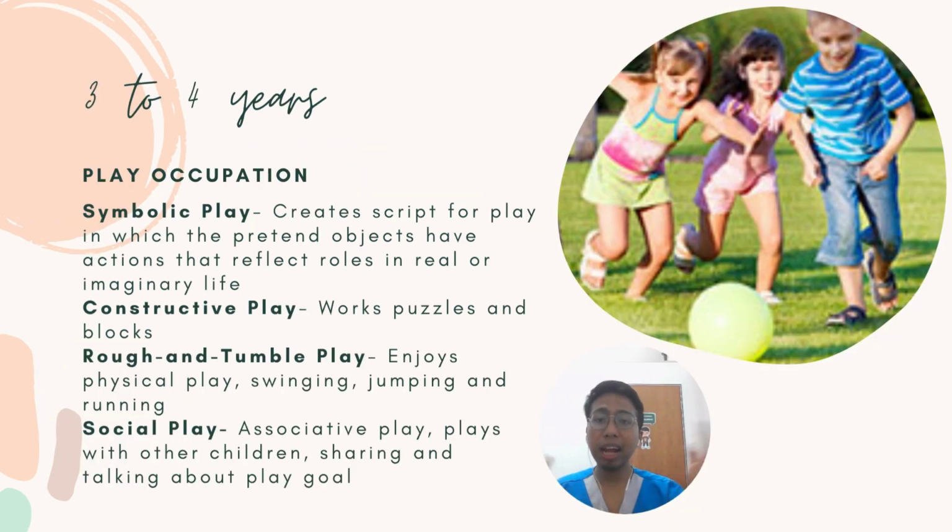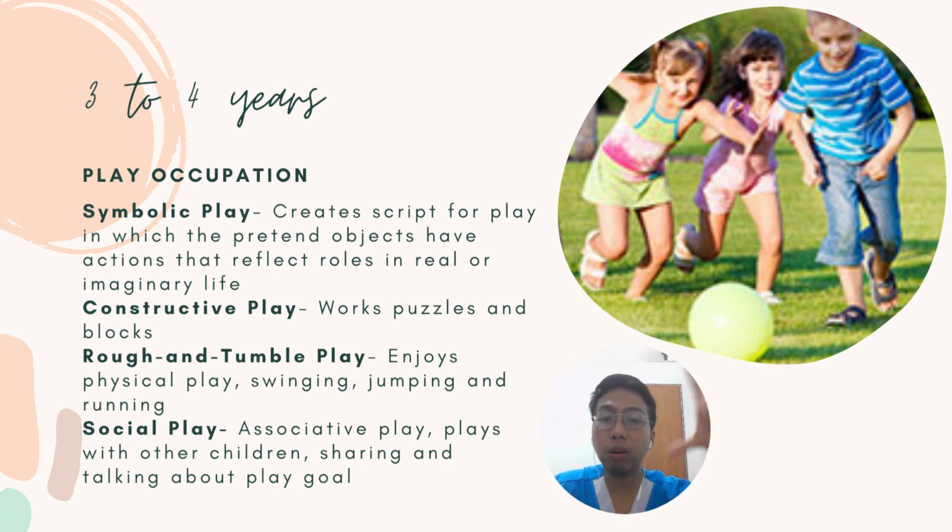And then next is 3 to 4 years, which is quite a huge leap. You can see the symbolic play. They create scripts for play in which the objects have actions that reflect roles in real or imaginary life. For example, contoh, we can use an example of main kawin-kawin, something like that. So they have created a script. Okay, I'm the father, you're the mother, you're the child, or this object is for us when we get married and all that stuff. As an example of symbolic play, it has something to do with roles in real life.